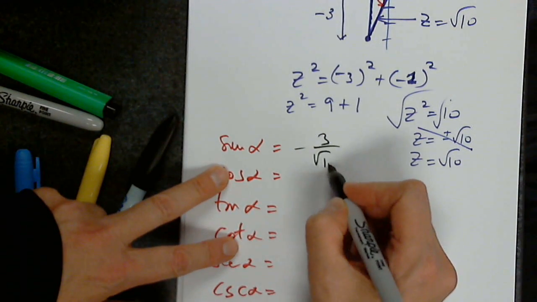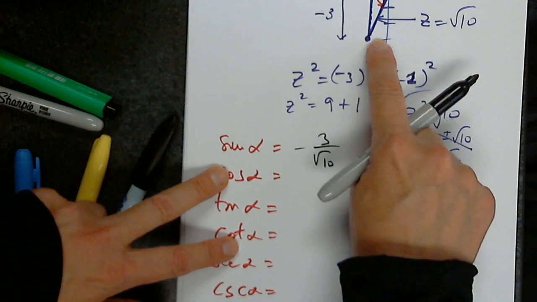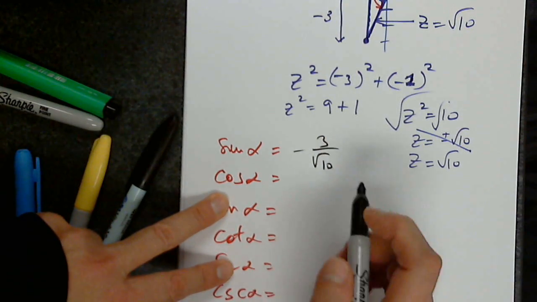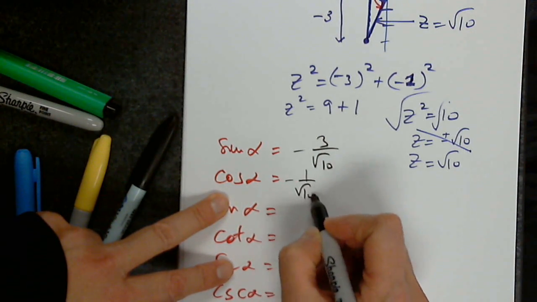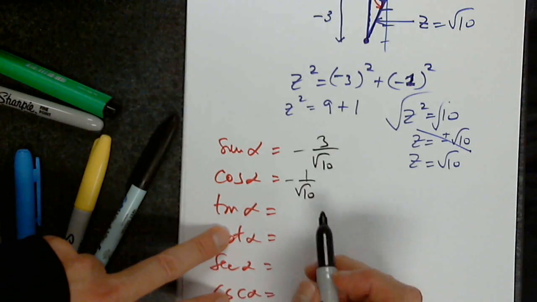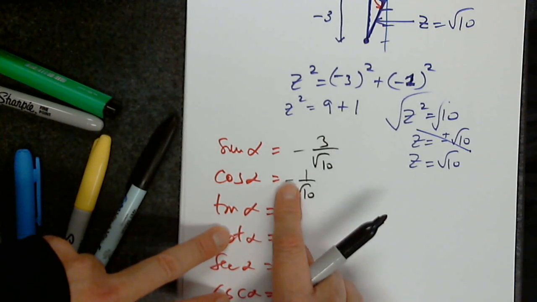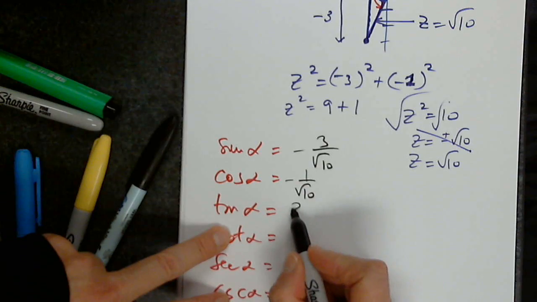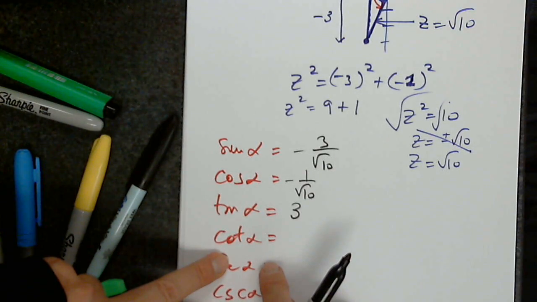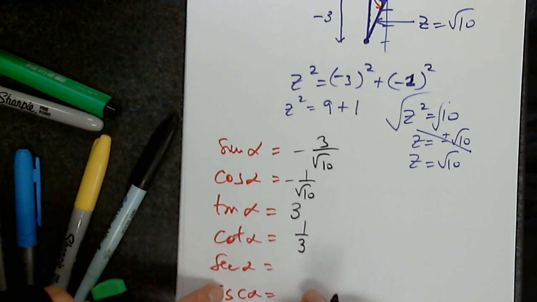Negative 3 over the square root of 10. Opposite over the hypotenuse. Can anyone give us cosine? Can anyone give us tangent? Over negative 1. Because tangent in the third quadrant has to be positive. Cotangent. Right. Secant.